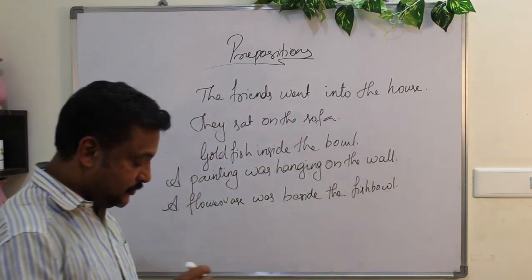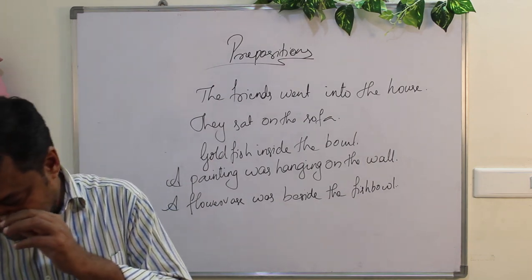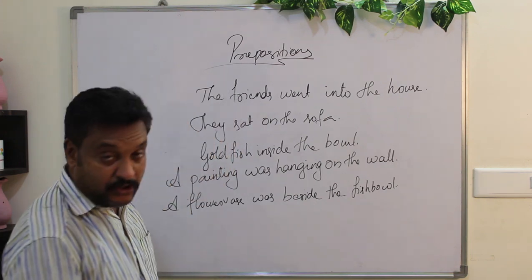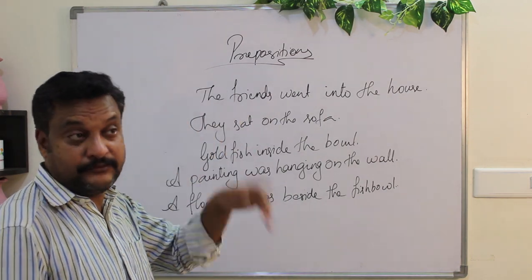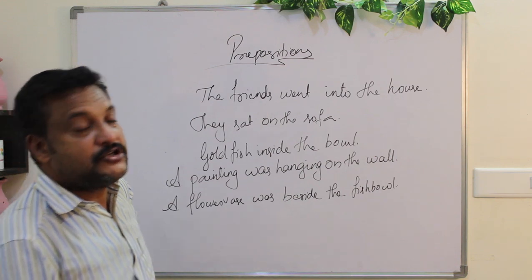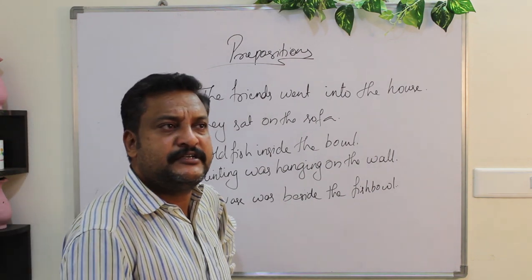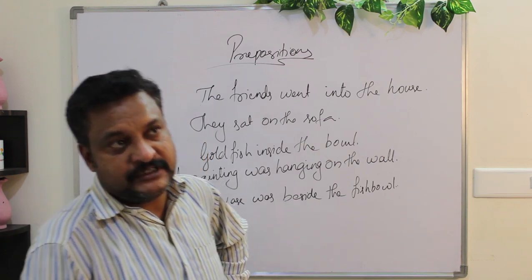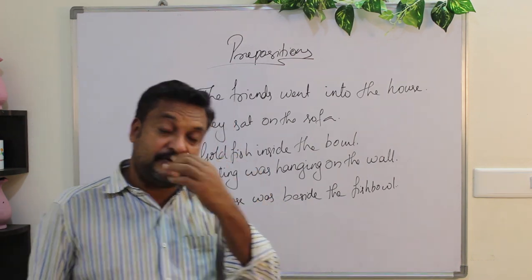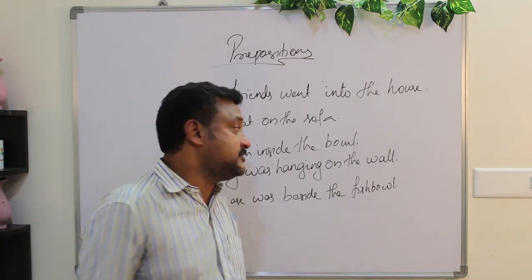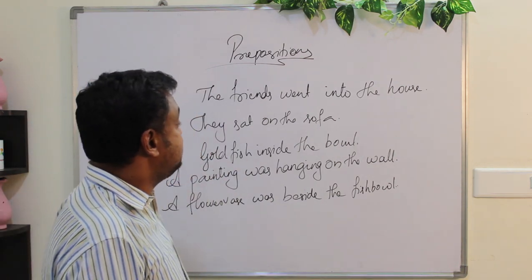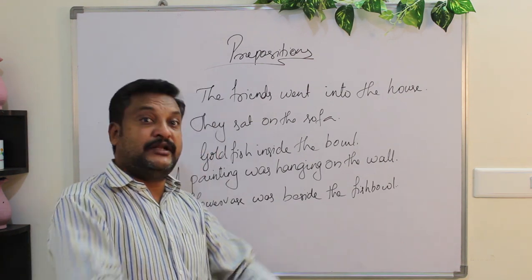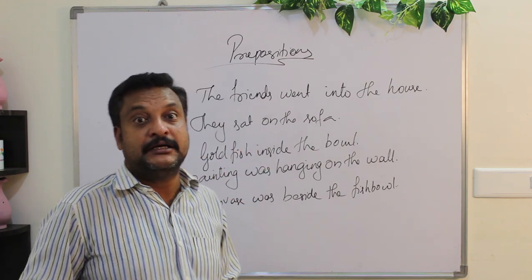Fine. So, these are some words that I have written from this textbook. The friends went into the room, they rang the bell, the calling bell. Someone came and opened the door and all the friends went into the house. Okay. They sat on the sofa. After reaching the living room, there were some sofas kept over there and they sat on that sofa. There was a goldfish inside the bowl. So when they saw the bowl, all the four friends went there and looked at that very eagerly.